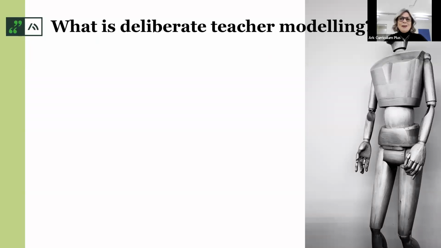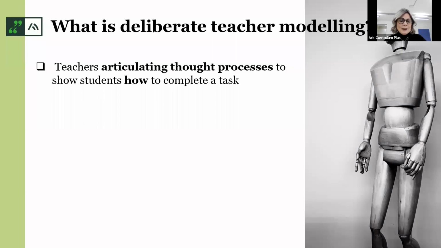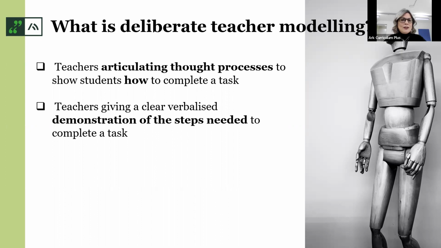So let's think about, first of all, what deliberate teacher modelling is. Well, first of all, it's articulating your thought process to show students how to complete a task. So it's not just doing something, but talking through why you're doing it, making the implicit, what you're doing automatically without thinking, explicit to your students so they can understand. You do this by giving a really clear verbalized demonstration of the steps needed.